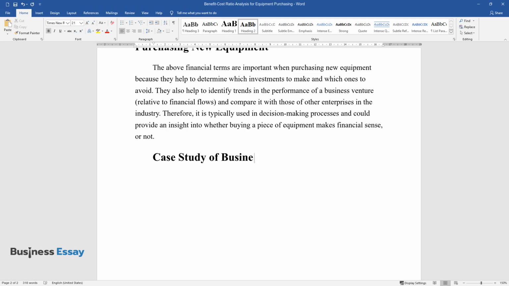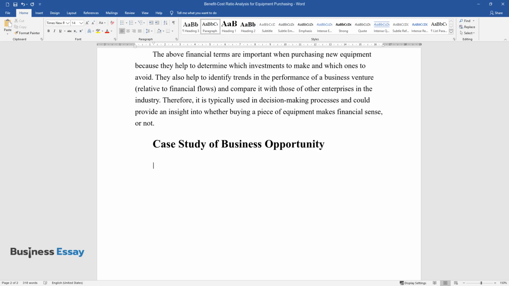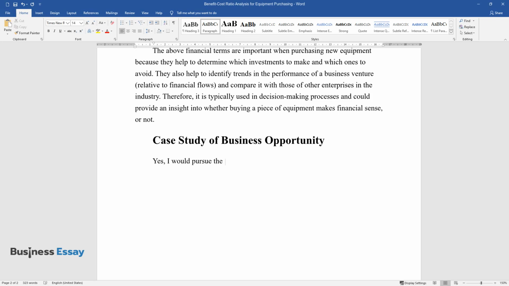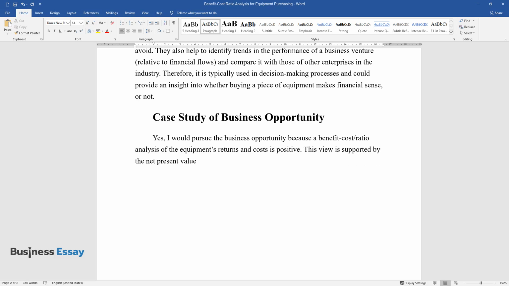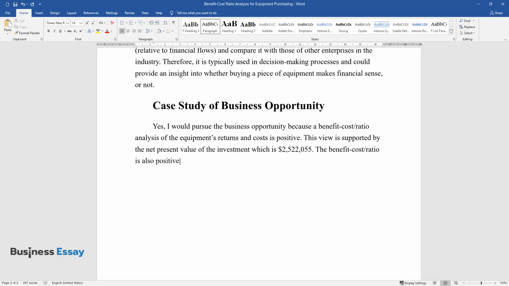Case study of business opportunity. Yes, I would pursue the business opportunity because a benefit-cost ratio analysis of the equipment's returns and costs is positive. This view is supported by the net present value of the investment, which is $2,522,055. The benefit-cost ratio is also positive at 1.51.